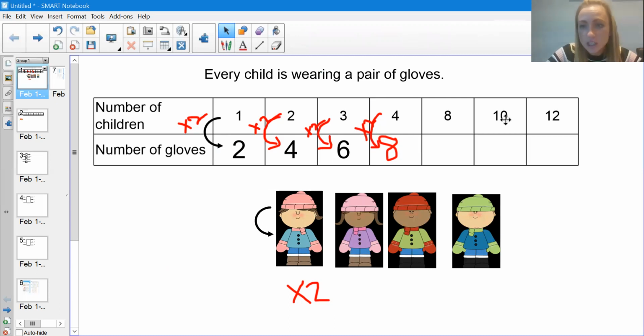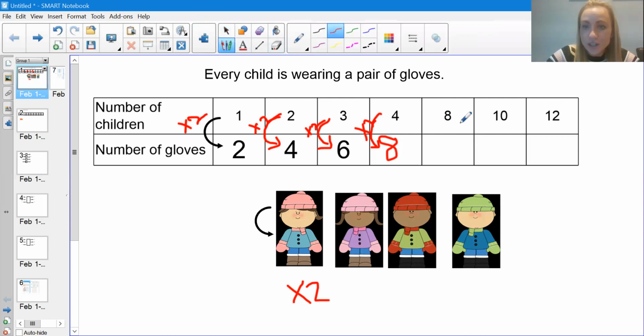However many children I've got, I multiply that by 2 to find out how many gloves I have. Now this number is 8. I'd like you to pause your video here and have a go at telling me how many gloves there will be if there are 8 children. Lovely, well done. So you should have done 8 and we're going to times by 2. And the reason we are multiplying by 2 is because that is our rule.